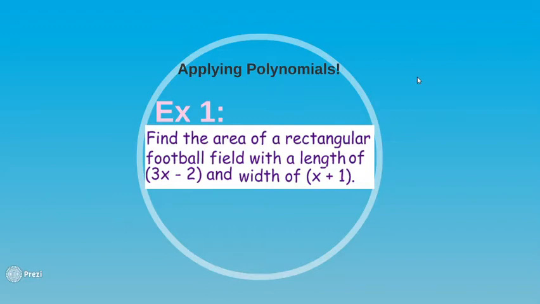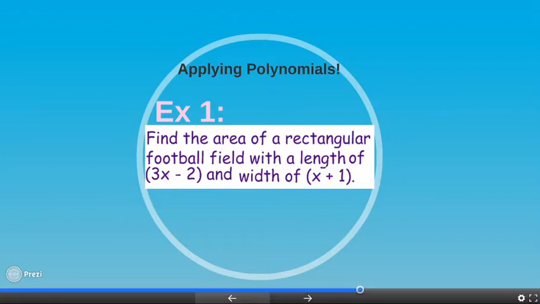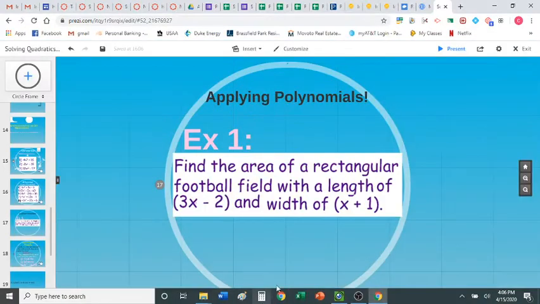So it says find the area of a rectangular football field with a length of 3x minus 2 and a width of x plus 1. So let's get started. This is going to be actually an application of distributing polynomials. So if you think back to when we distributed, it's basically going to be a little review of that after we set up our expression. So let's get started.